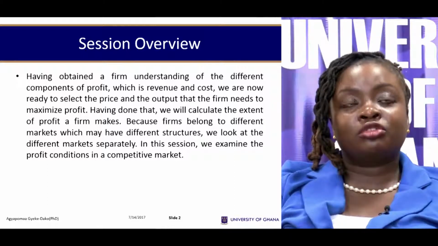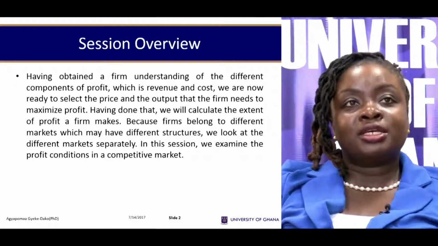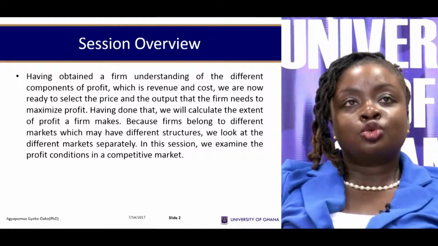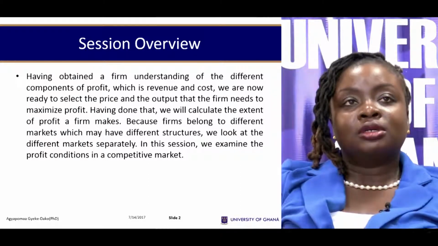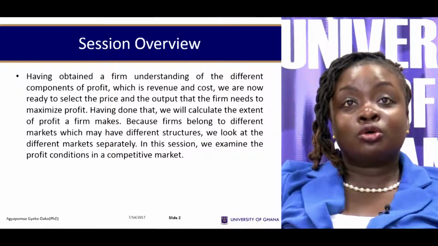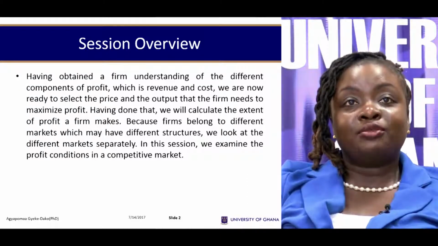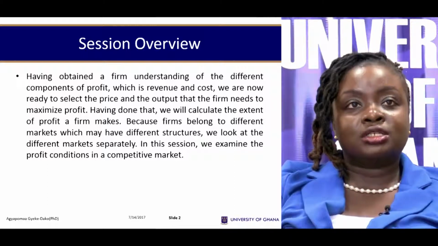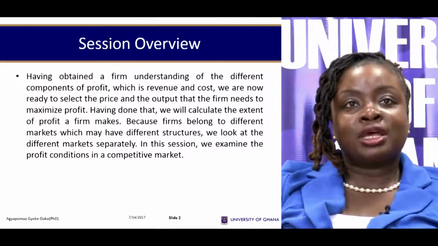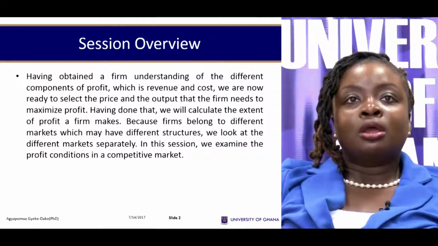So we are still thinking about profit maximization, and we are almost getting to the end of maximizing our profits. So we are going to be selecting the price and output that a firm would have to charge and produce to be able to maximize their profit. Now remember, we have understood cost in the previous session, and we also have understood revenue in the previous section, and so we are ready to understand profit.